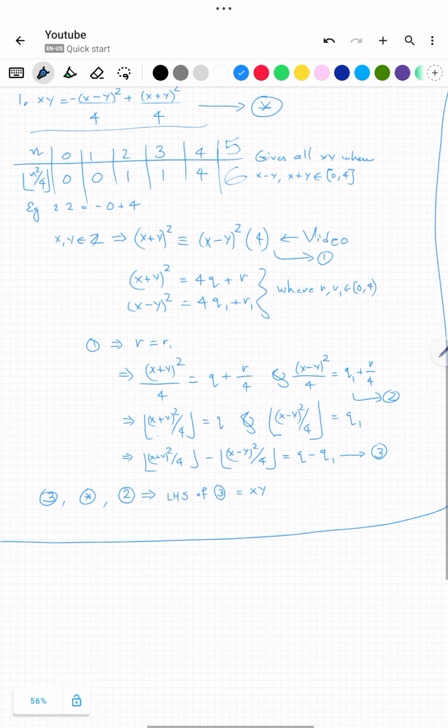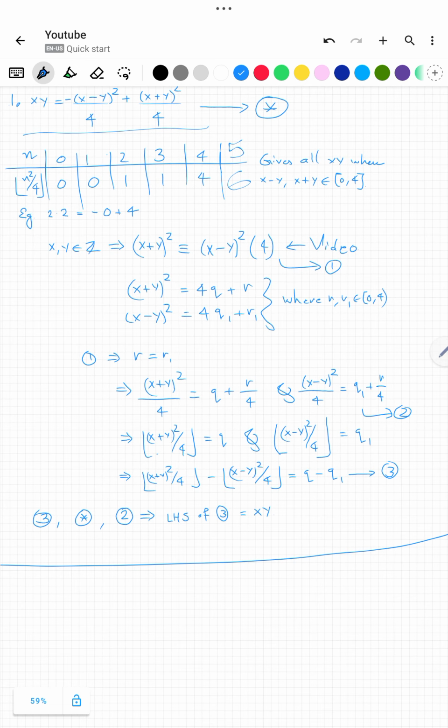And now let's consider the following relations, like x and y given in z. Then one can see that these two things are congruent modulo 4, which basically means that the remainder after dividing this number by 4 will be the same. Okay, a is congruent to b modulo n if n divides a minus b.